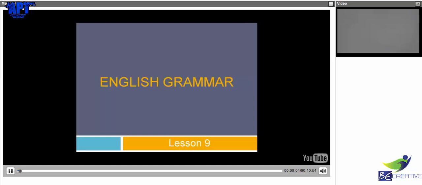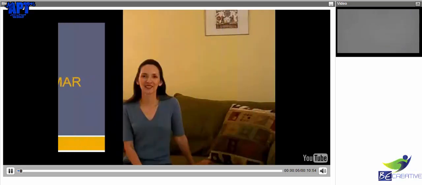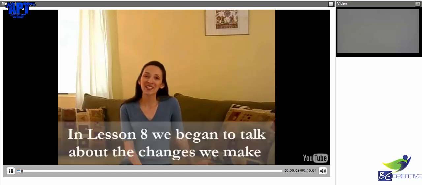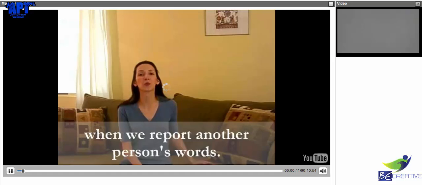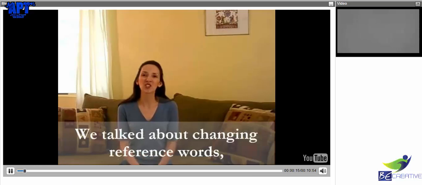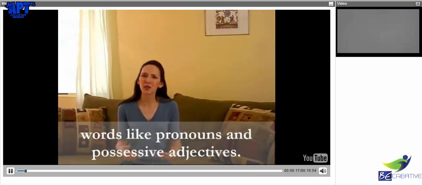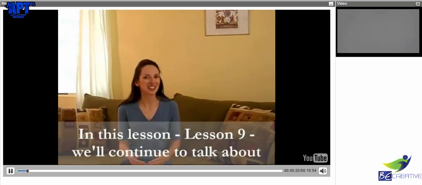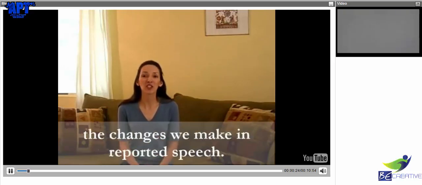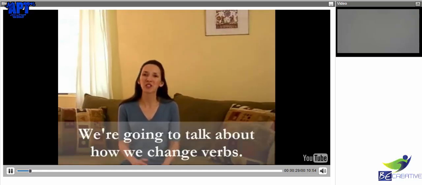Lesson 9. In Lesson 8, we began to talk about the changes we make when we report another person's words. We talked about changing reference words, words like pronouns and possessive adjectives. In this lesson, Lesson 9, we'll continue to talk about the changes we make in reported speech. We're going to talk about how we change verbs.